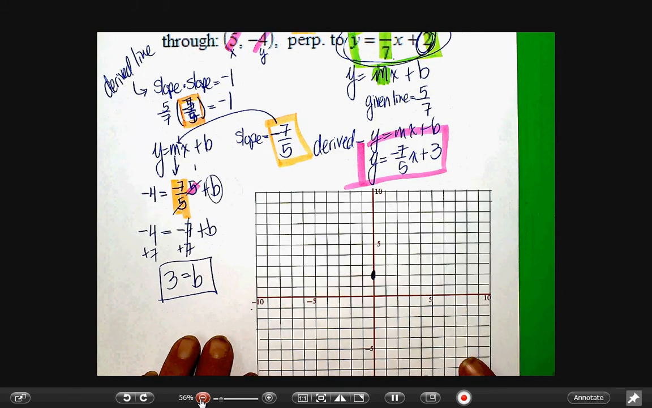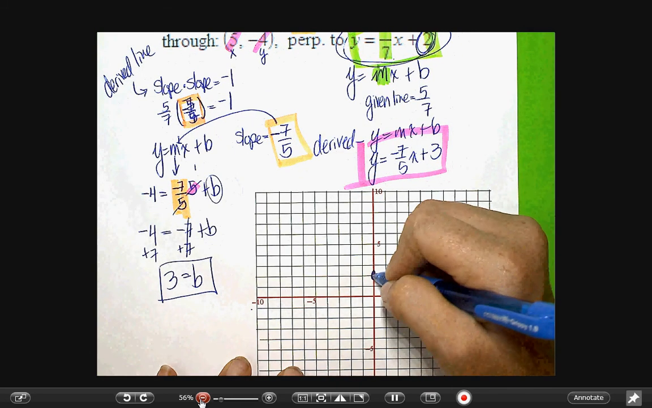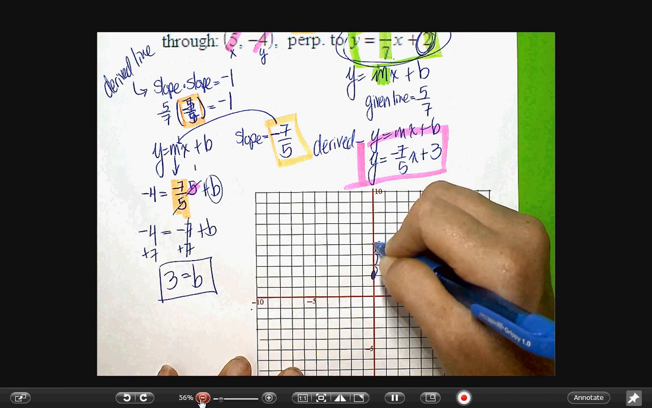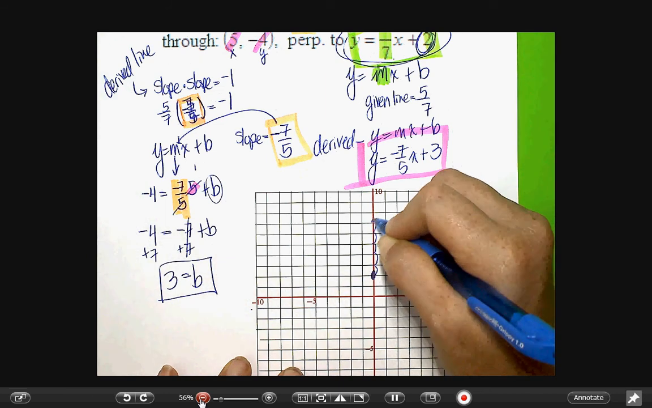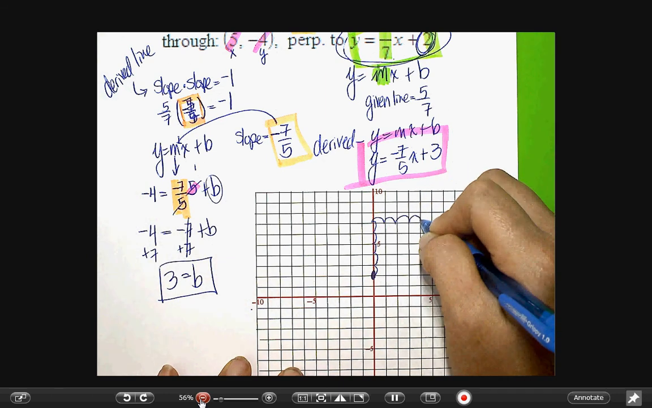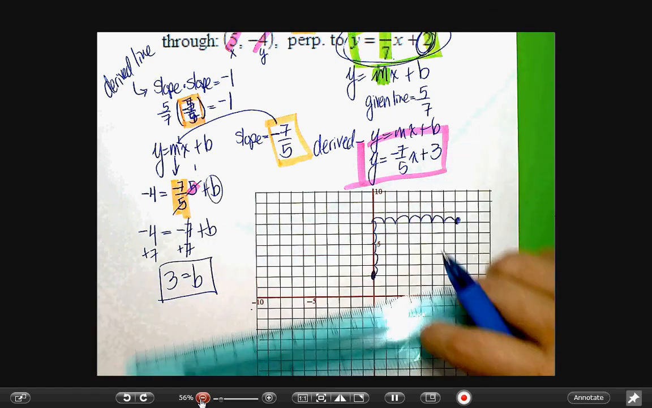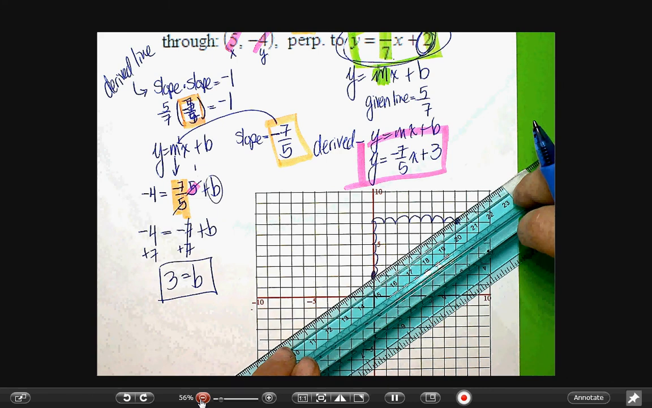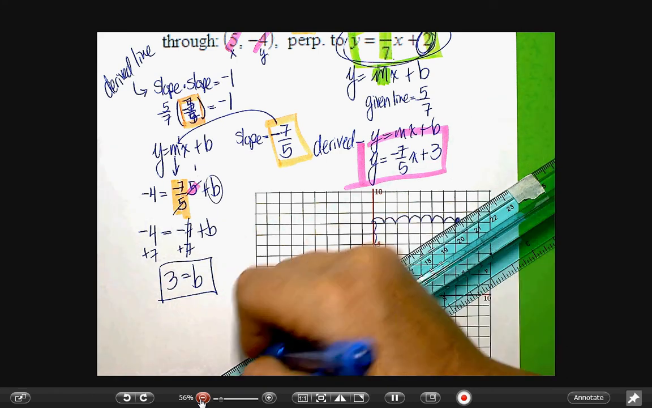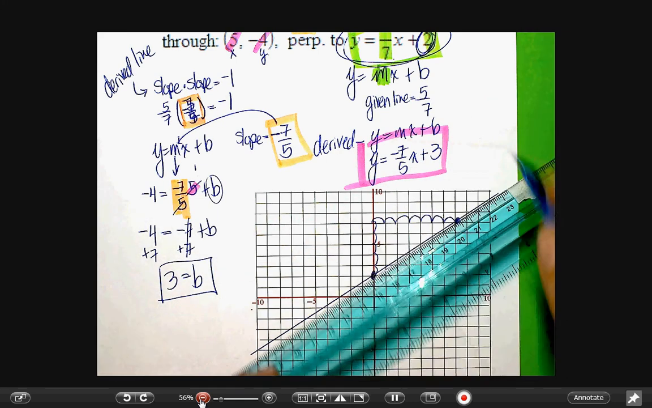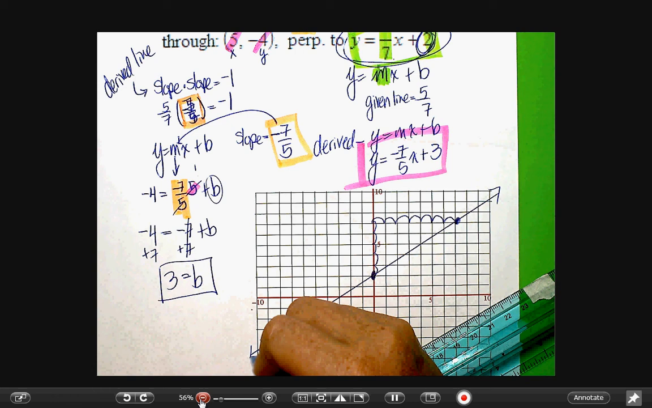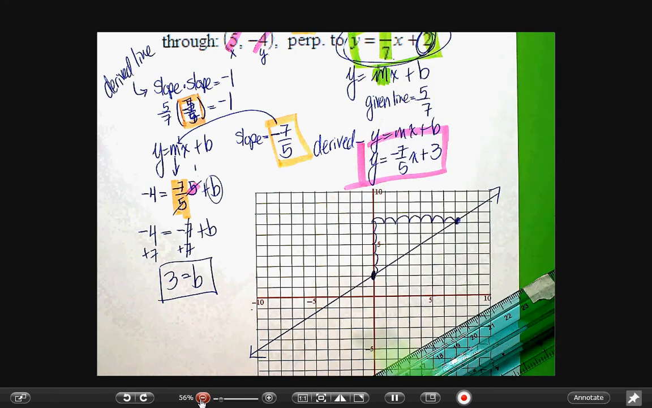And it's 5/7 positive. I'm going to go up 5. 1, 2, 3, 4, 5/7. 1, 2, 3, 4, 5, 6, 7. And there is our first line. That's the green line.